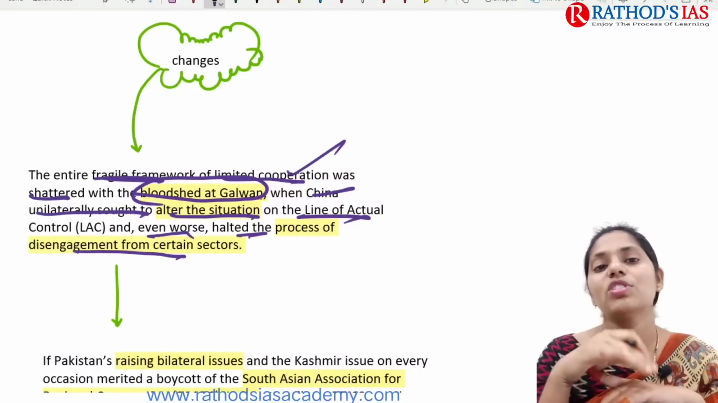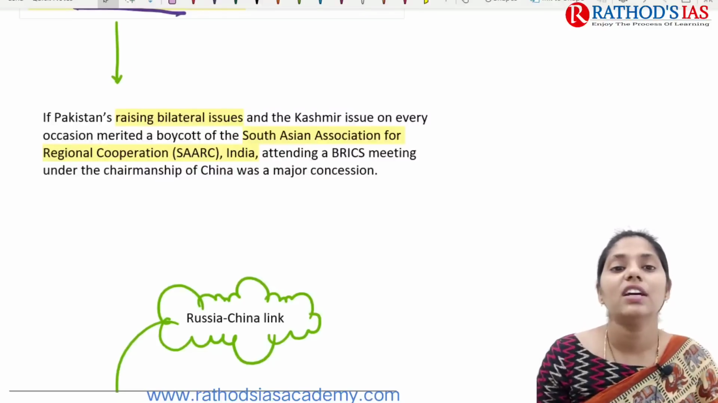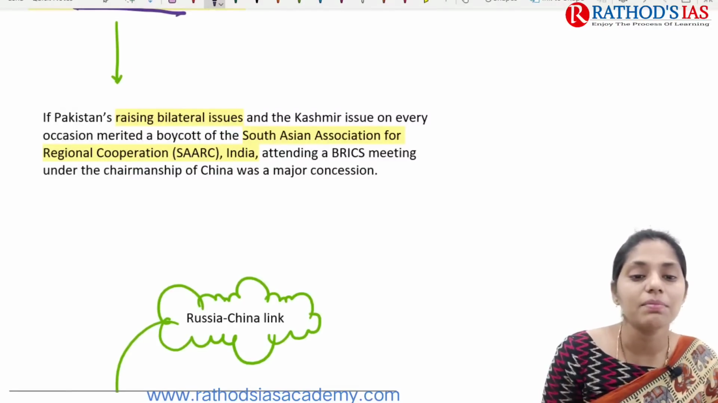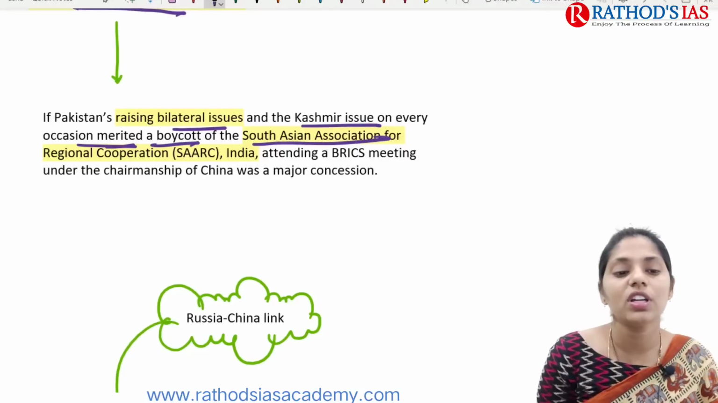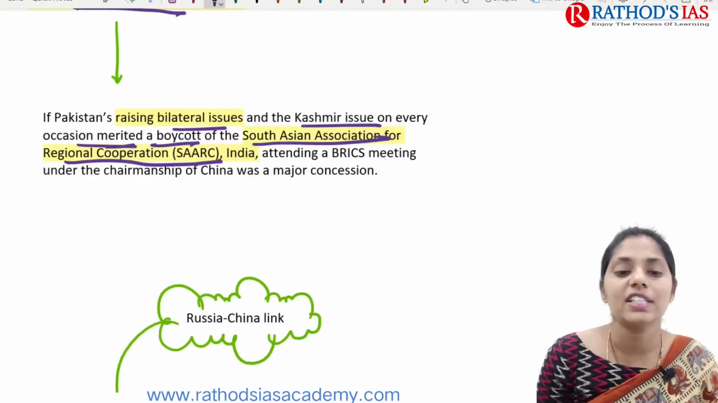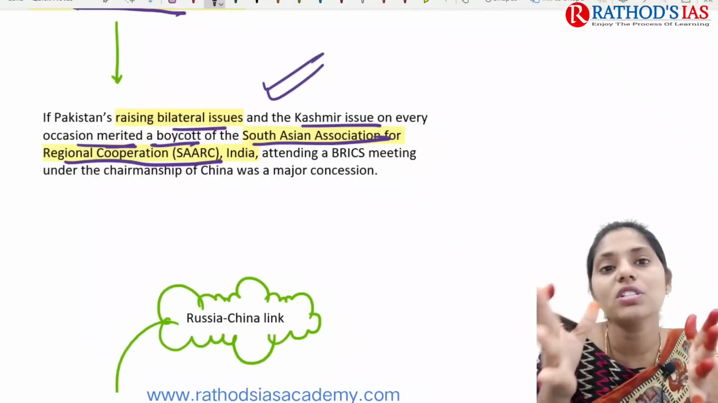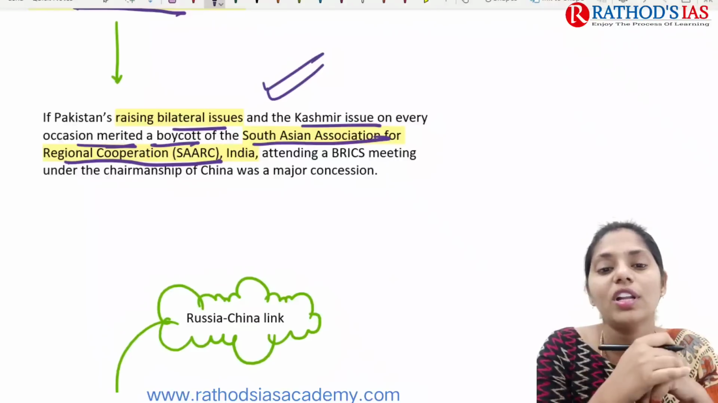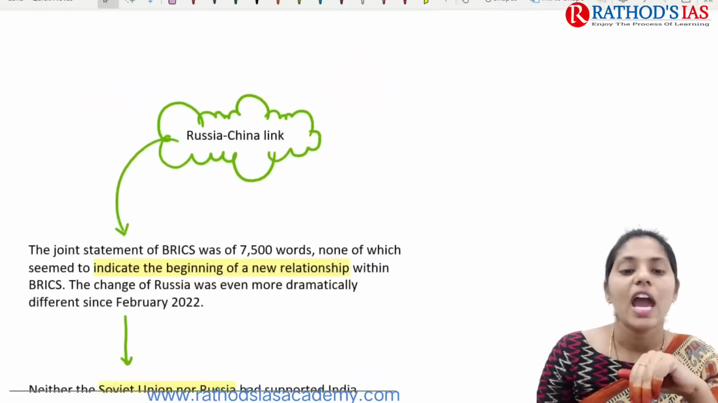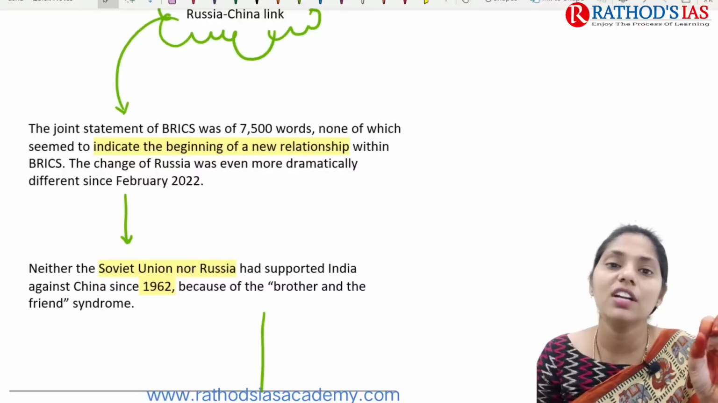Now the same situation we are seeing in Russia-Ukraine, where Russia is attacking civilians. And if Pakistan raises bilateral issues, here the Kashmir issue, on every occasion, it has merited the boycott of the South Asian Association for Regional Cooperation, that is SAARC. Whenever Pakistan keeps raising bilateral issues regarding Kashmir, we go for alternatives where Pakistan is not part of it. And if you are talking about the Russia-China link, we can say they have a brother and friend syndrome.